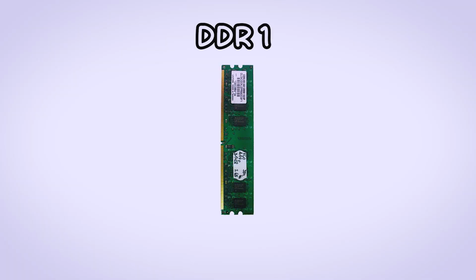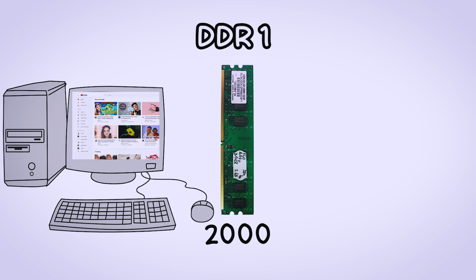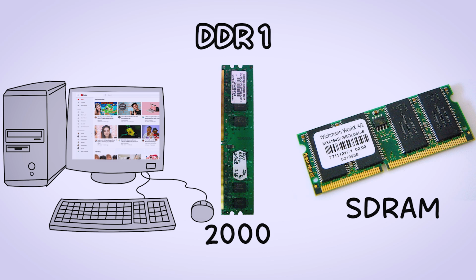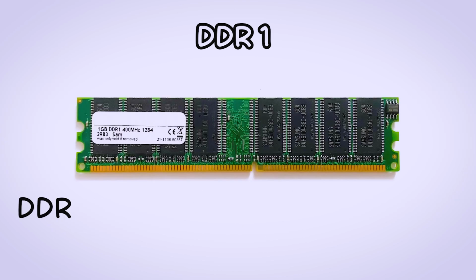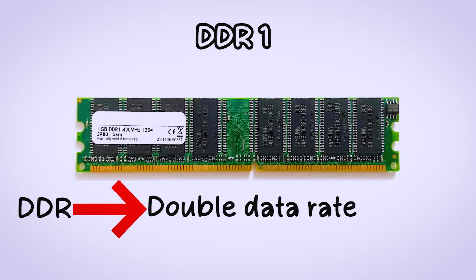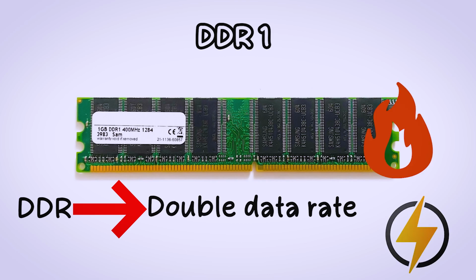DDR1 RAM. The very first generation of DDR memory launched in 2000, and it completely changed how computers handled data. Before DDR1, we had something called SDRAM, which could only transfer data once per clock cycle. But DDR stands for double data rate, meaning it transfers data twice per clock cycle instead of just once. This doubling made everything faster without requiring more power or generating extra heat.